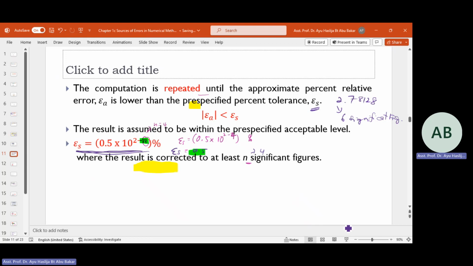What are significant figures? Let's say this one, 2.78128. Significant figures is 6, the whole number. What about the decimal places? How many decimal places here? 5. Okay, decimal places 5, significant figures 6.